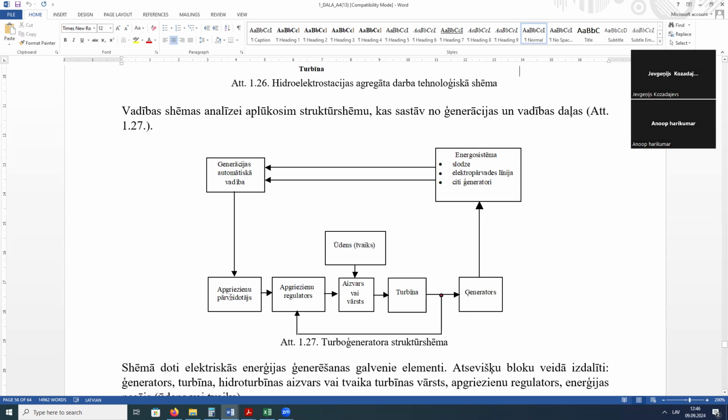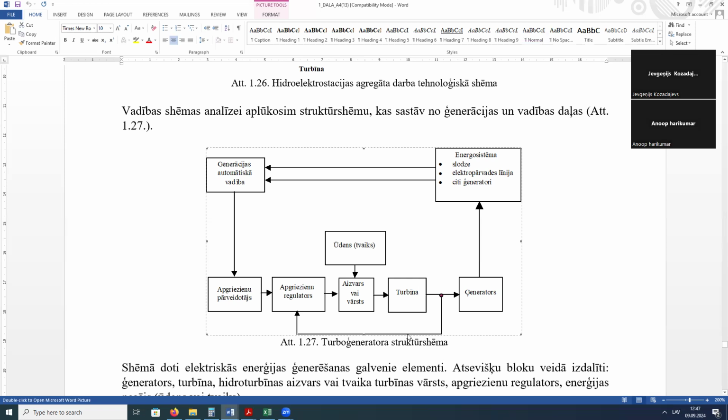This is the rotating speed measurement. This is the rotating speed regulator. And this is the information from the turbine, the real rotation speed. So what do we get? We open the valve, water goes to the turbine. The turbine starts to rotate and moves the generator. The generator produces electricity. Here we get the information about the turbine rotating speed.